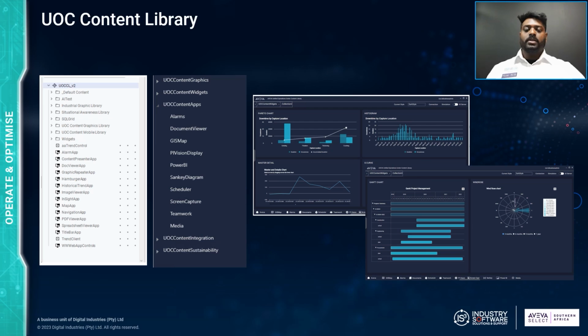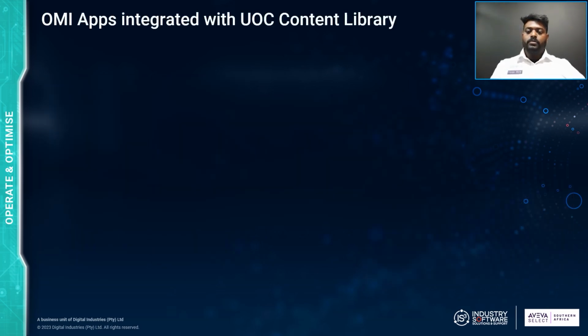The Sustainability Dashboard provides an overview of resource usage, energy consumption, carbon emissions, and sustainability index in an organizational unit or across regions. Users can extend the UOC Content Library by integrating it with different additional software applications to collect, validate, and publish information for monitoring and analysis.